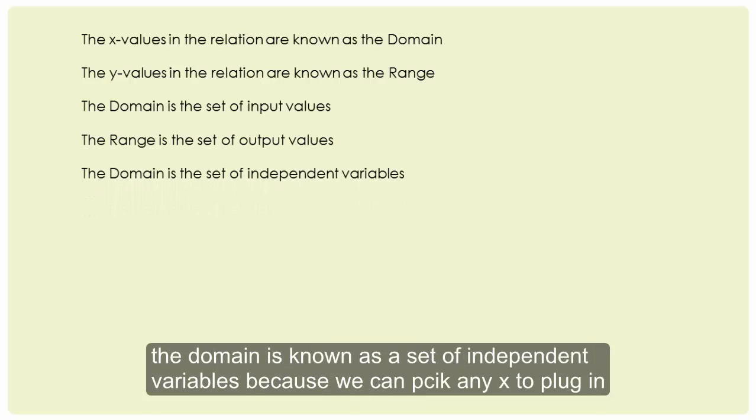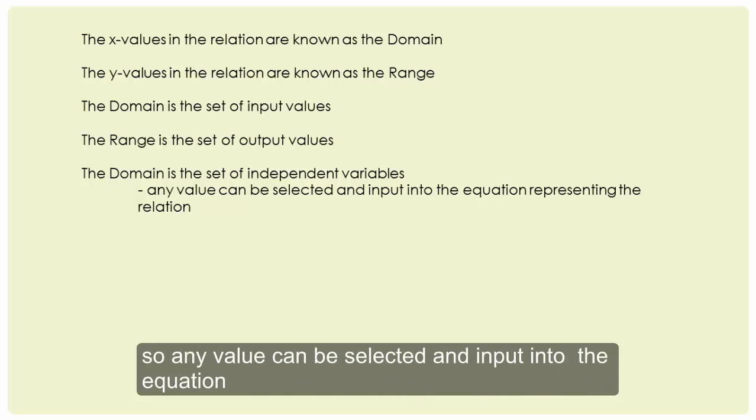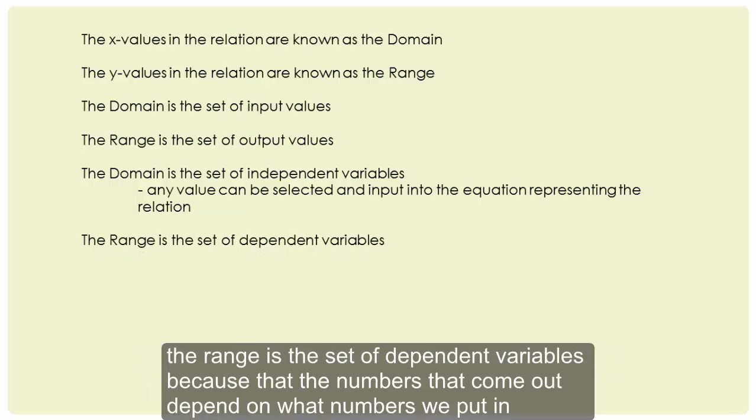The domain is known as a set of independent variables because we can pick any x to plug in. So any value can be selected and input into the equation. The range is a set of dependent variables because the numbers that come out depend on what numbers we put in.